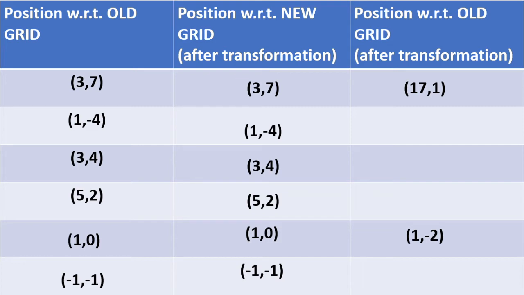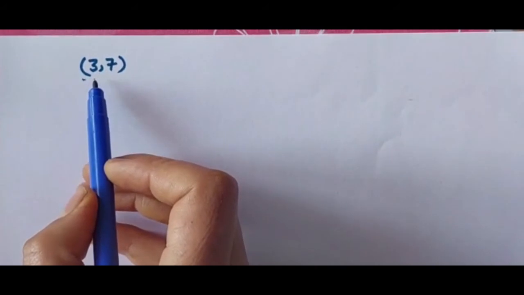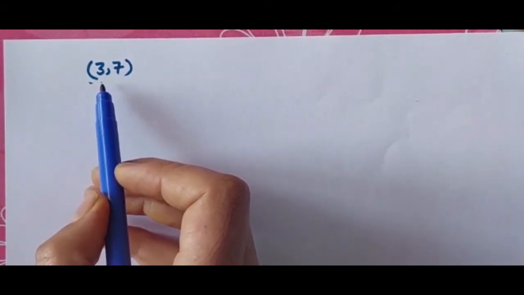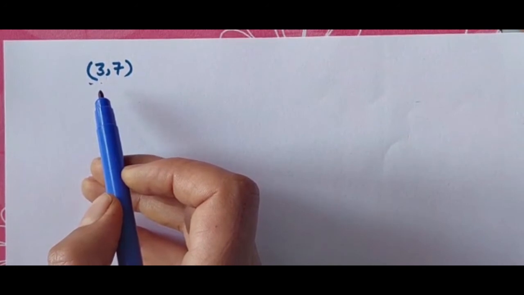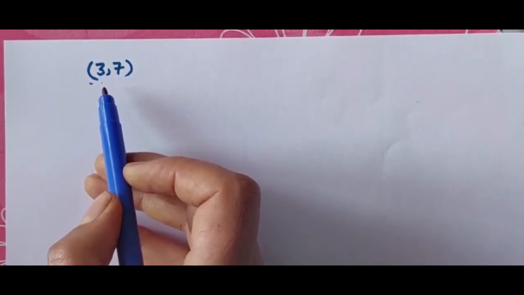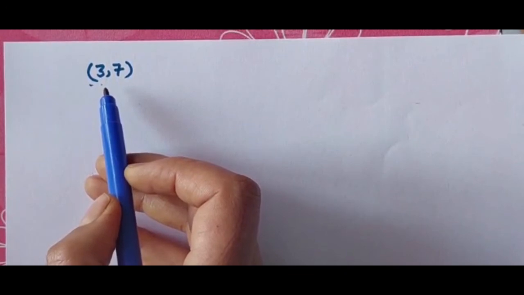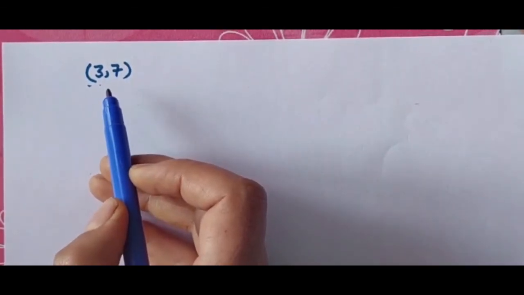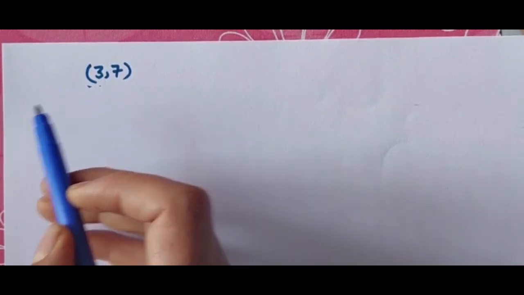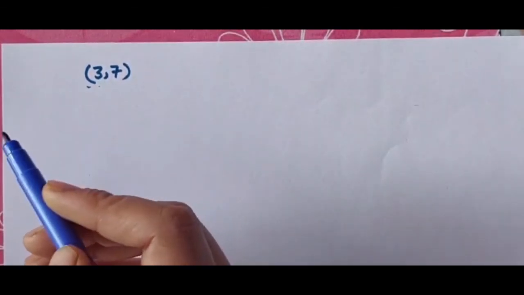Okay, so what's the mathematical way we have? Let's see. Now this is a point in the old grid. After linear transformation, its position with respect to the old grid will change. With respect to the new grid, it will remain 3 comma 7. But with respect to the old, it will change because the position is actually changing. And what do we do to know that new position? We just need to know how the positions of i hat and j hat have changed. That's enough to tell the position of any changed point.